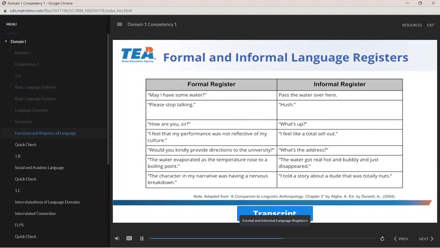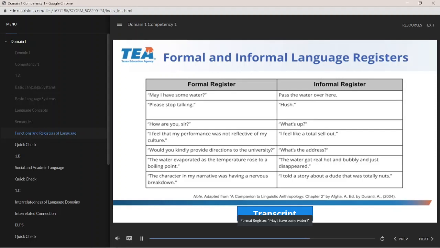Formal and informal language registers. Next, let's take a look at formal and informal language registers. You'll notice formal language is less personal than informal language. Formal language does not use colloquialisms, contractions, or first-person pronouns such as I or we. Informal language is more casual and spontaneous.